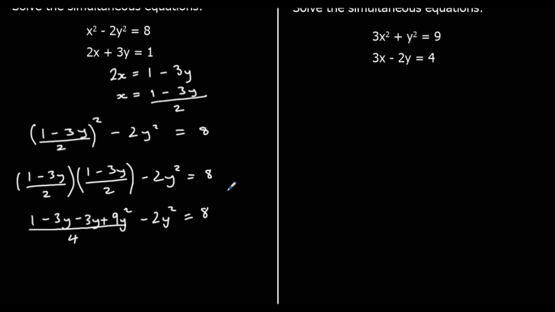So I want to get rid of this 4 on the bottom of the fraction, and I'm going to do that by multiplying everything by 4. So I can have 1 minus, well, I may as well collect the like terms. Negative 3y minus 3y is negative 6y. So I'm multiplying everything by 4. So if I multiply this by 4, I get rid of the divide by 4. I'm going to multiply 2y squared by 4, which becomes 8y squared. And 8 times 4 is 32.